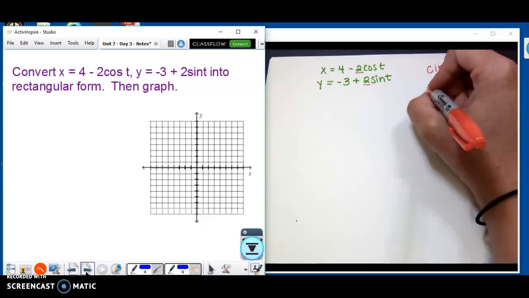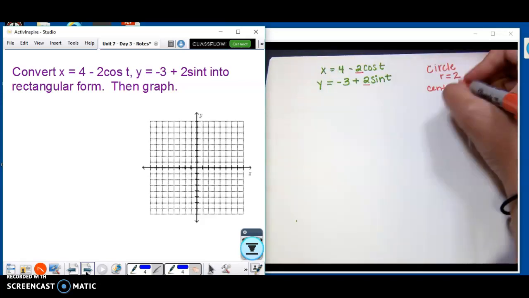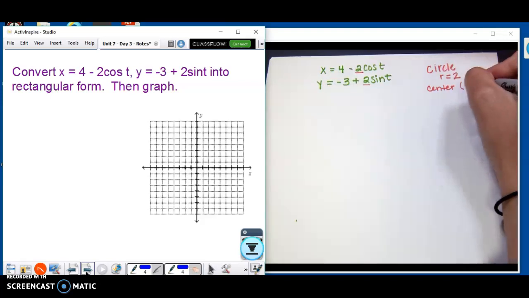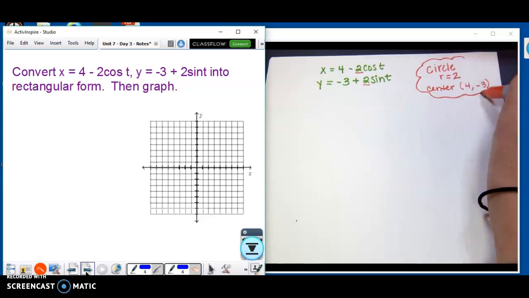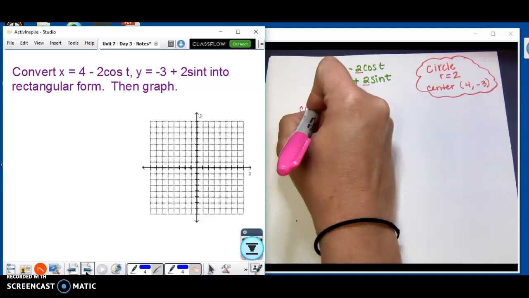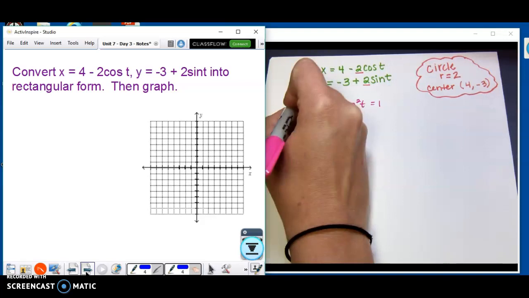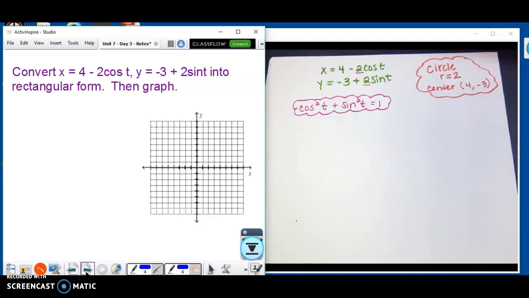From this information you can also figure out the center. So the center with the x is 4 and with the y is negative 3. So before we graph, let's check with our rectangular form and make sure we get the same thing. But this is the information that we should end up with when we finish. In order to do this, you're going to need that Pythagorean identity, cosine squared t plus sine squared t equals 1.